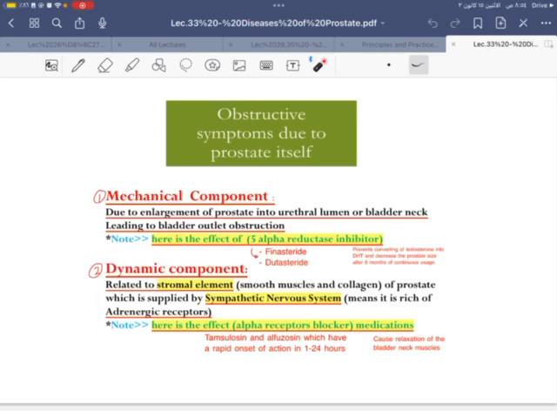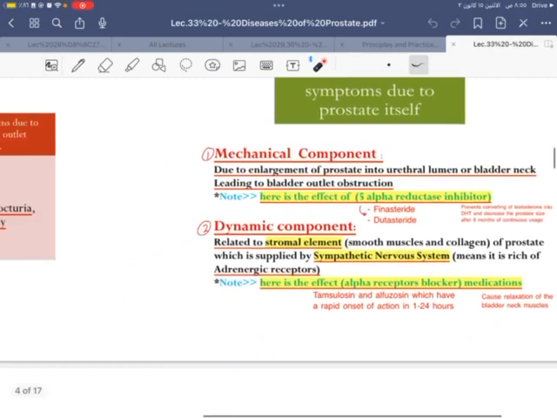The dynamic component is related to the stromal element: the smooth muscle and collagen of the prostate, which is supplied by the sympathetic nervous system, meaning it's rich in adrenergic receptors, the alpha receptors we mentioned earlier. So here we use an alpha receptor blocker, a medication that blocks the alpha adrenergic receptors over the bladder neck and prostatic capsule, causing relaxation of the bladder neck and prostatic capsule. It opens the passage instead of being closed, by decreasing the tone.